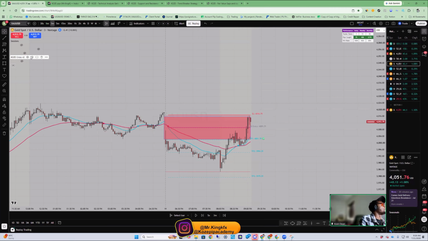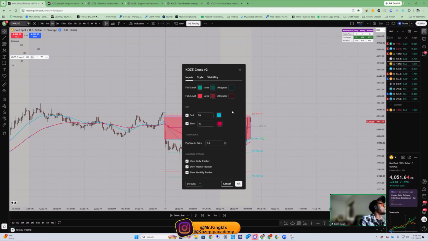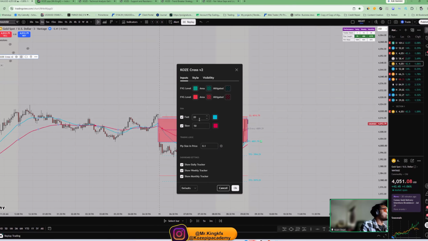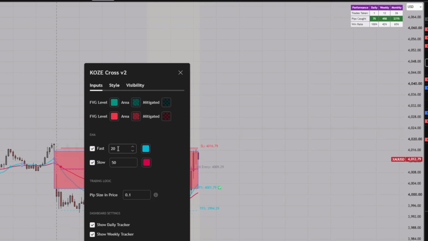And you also have full control over your settings as well. So you can change your EMA lines if you need to. This will adjust when your signals are getting sent out. So I have it at the 20 and 50. That is for my most optimal trades. But if you change your EMA settings, then your signals are going to change, right?